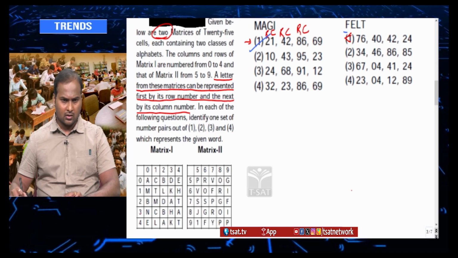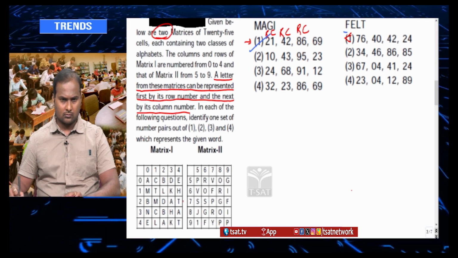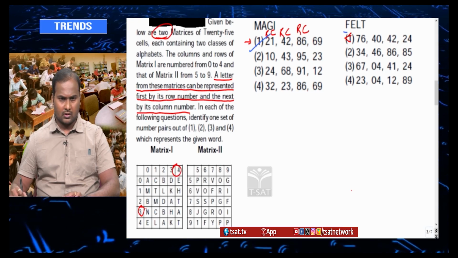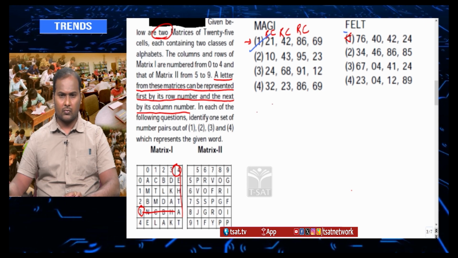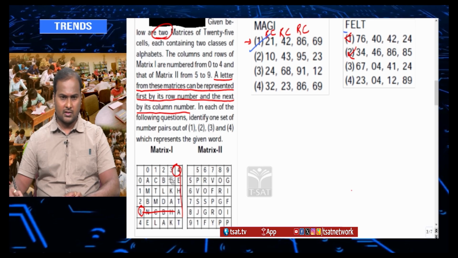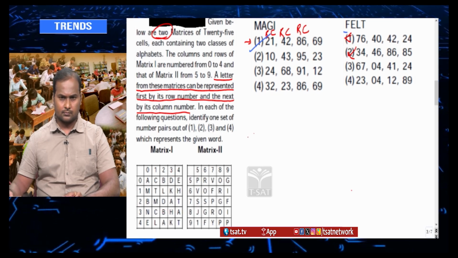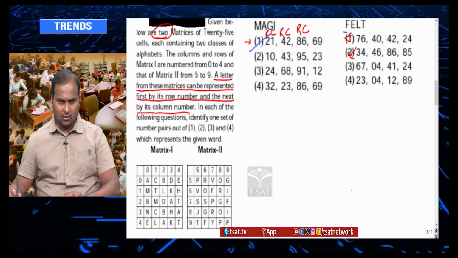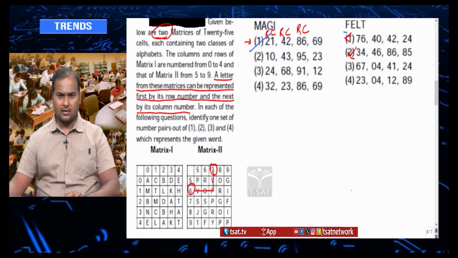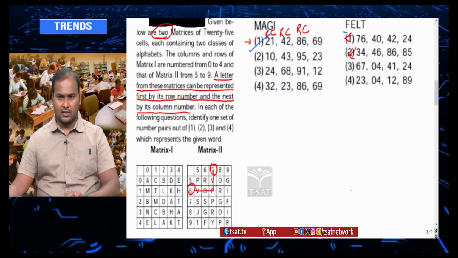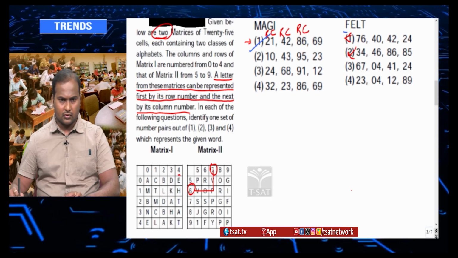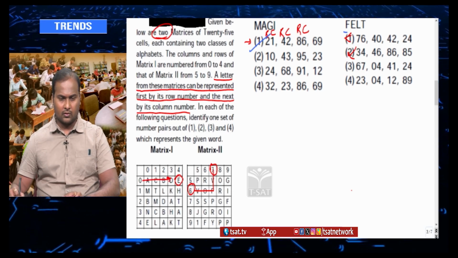So 3, 4. Here 3, here 4 is representing what? A. So wrong. Next one is 6, 7. Is 6, 7 representing F? Let's check 6 and 7. 6 is the row, 7 is the column. You can clearly see it is F. Once this is correct, now check 0, 4. Is 0, 4 representing E? You can see this is E. So 0 and 4, yes.